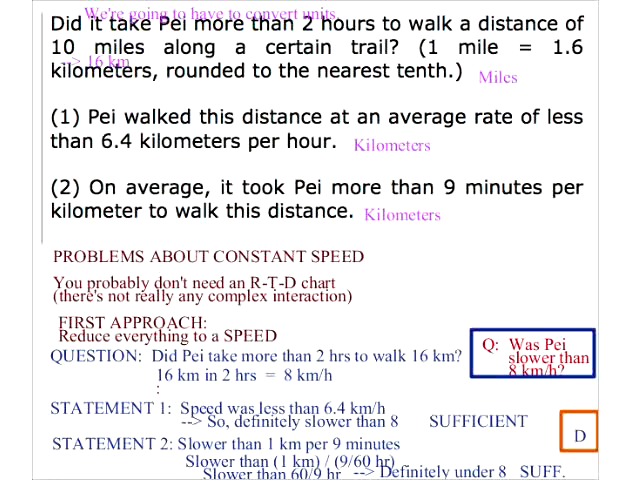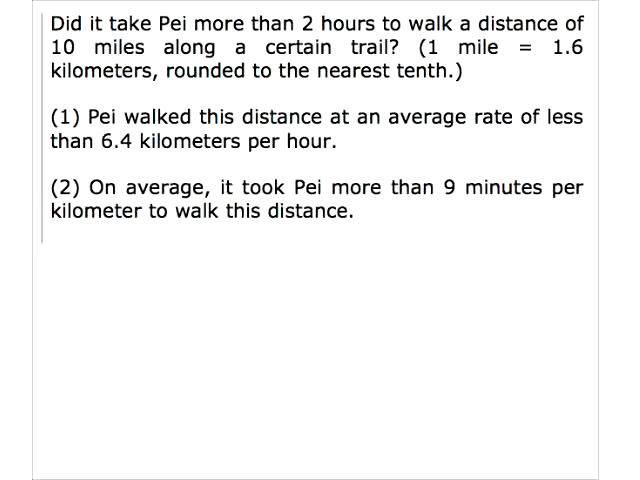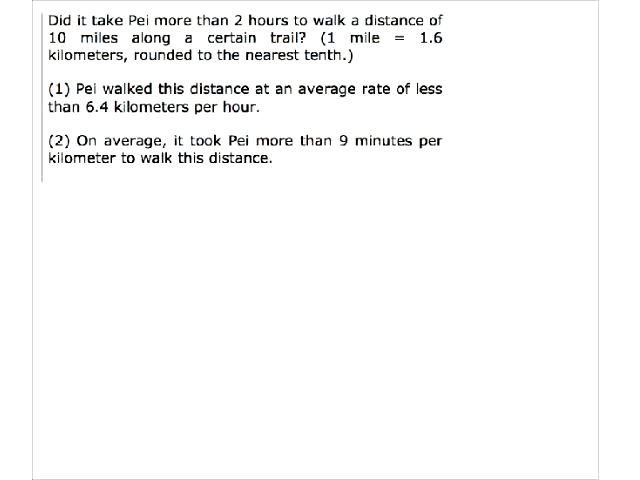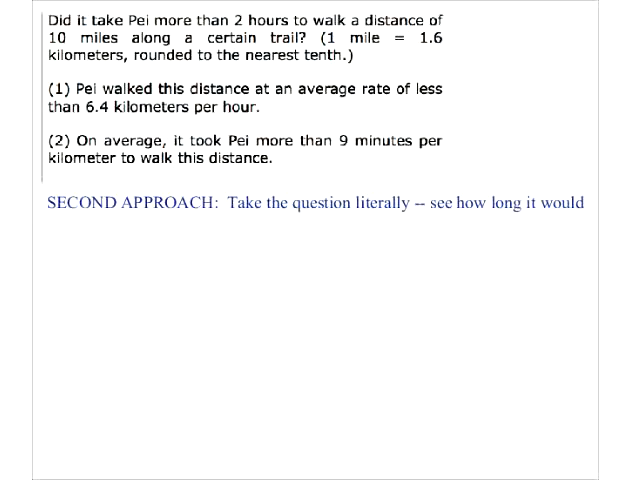So one approach you can take here is just to make everything speeds. Any questions about this approach? Go ahead and type them in the box. If not, we'll look at another approach. Another approach, instead of looking at speeds, is to look at how long it would take to go that far. So, second approach, just take the question literally. In other words, see how long it would take to walk 10 miles, which is 16 kilometers.